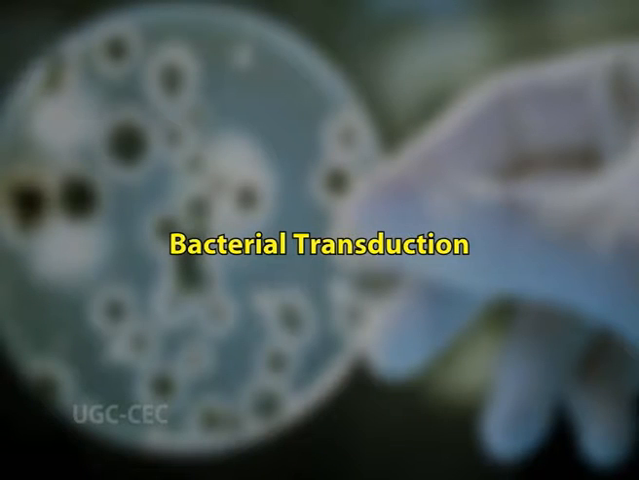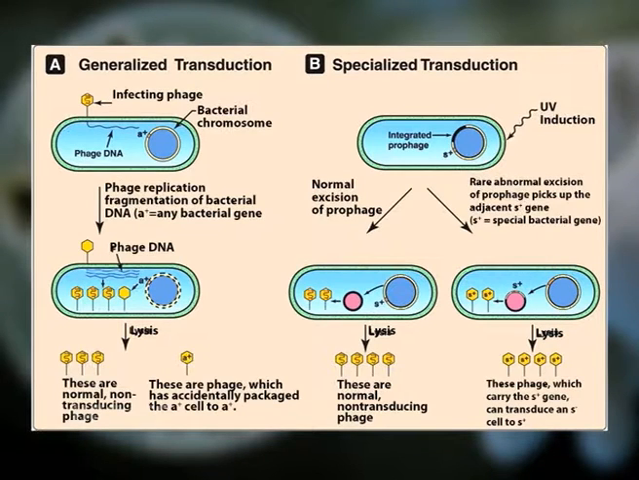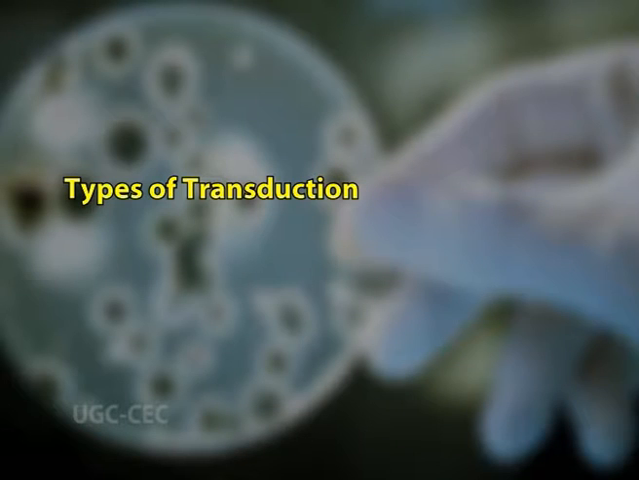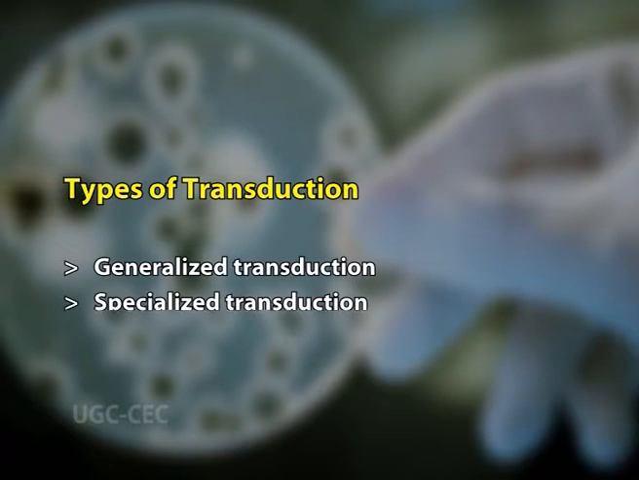Dear students, let's now discuss bacterial transduction. In transduction, bacteriophages function as vectors to transfer DNA from donor bacteria into the recipient bacteria. The transfer of bacterial genes by the phage was discovered by Lederberg and Zinder in 1951 in Salmonella typhimurium. There are two types of transduction, generalized and specialized. Let's first discuss generalized transduction in detail.